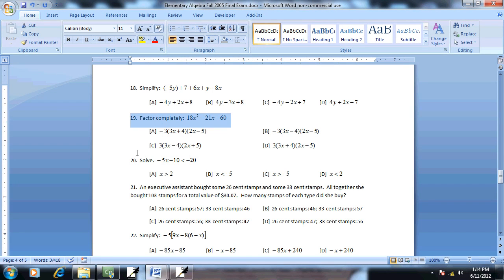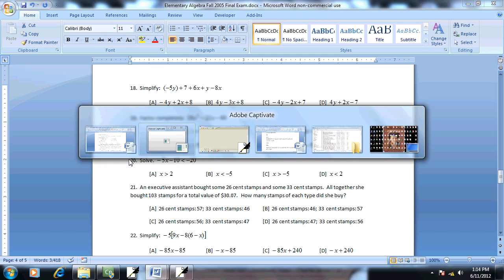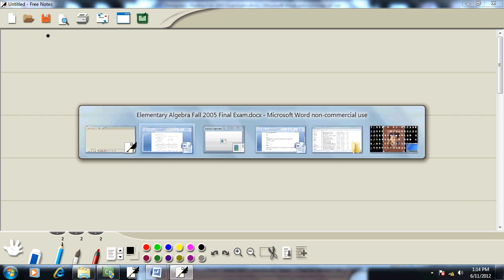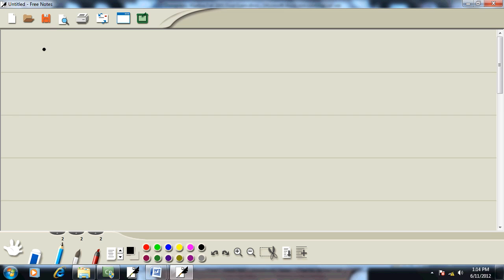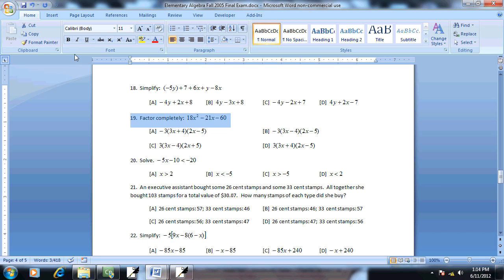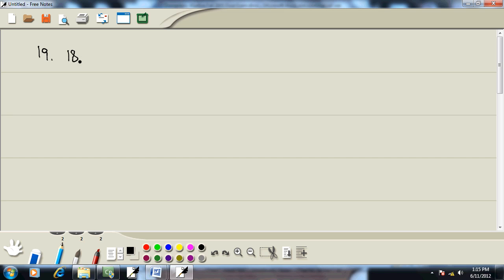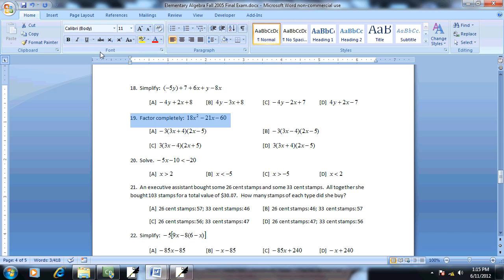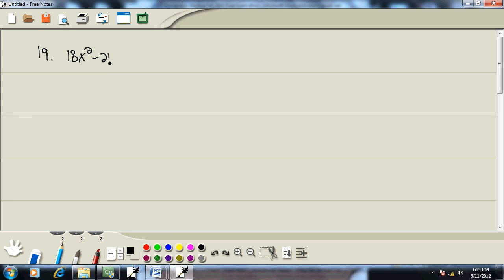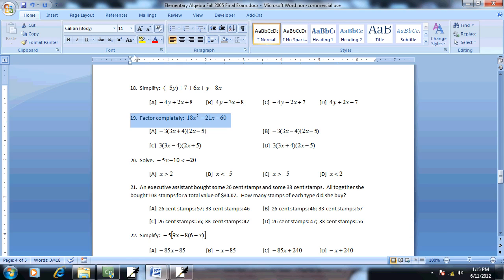Let's look at problem number 19. I want to factor completely 18x squared minus 21x minus 60. So problem number 19: 18x squared minus 21x minus 60.